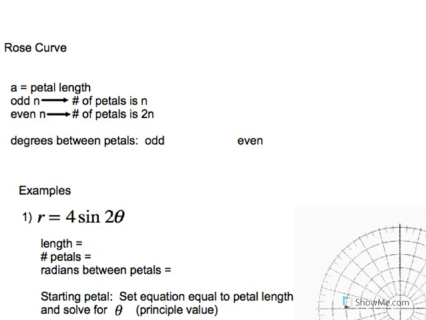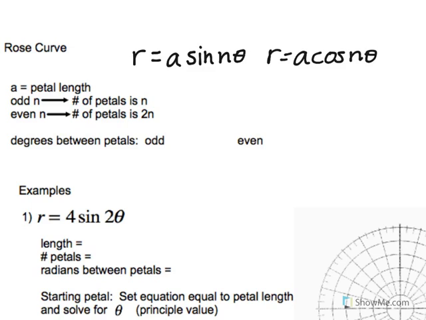This video is going to take you through the properties of the rose curve that you looked at in the polar investigation, and also how to graph by hand without your calculator. First thing that you noticed in your investigation, that A was your petal length. So your equation is r equals a sine n theta, or r equals a cosine n theta.